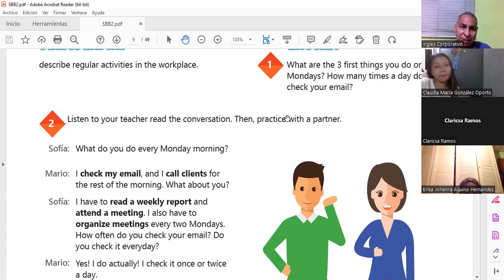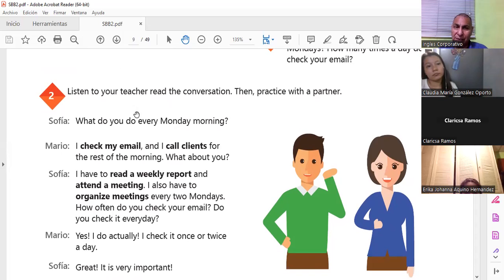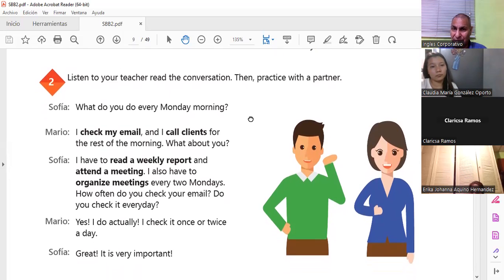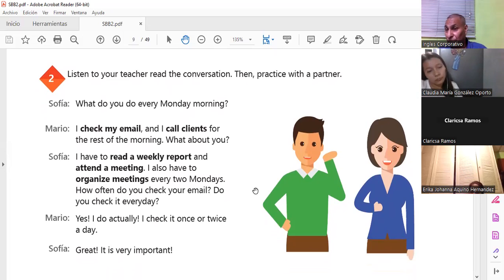Entonces, vamos a hacer la lectura de esto. El ejercicio dice, describe regular activities in the workplace. Regular activities son los daily routines que nosotros hacemos, ¿ya? En el work. Entonces dice, listen to your teacher, read the conversation, then practice with a partner. Es lo que vamos a hacer, ¿verdad? Vamos a practicar con un compañero, un classmate.